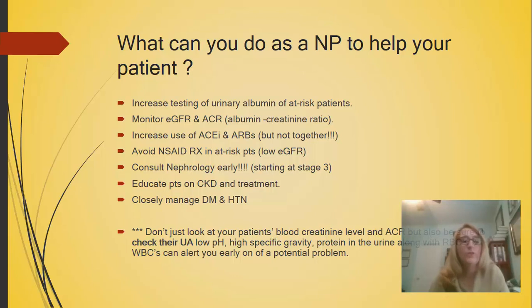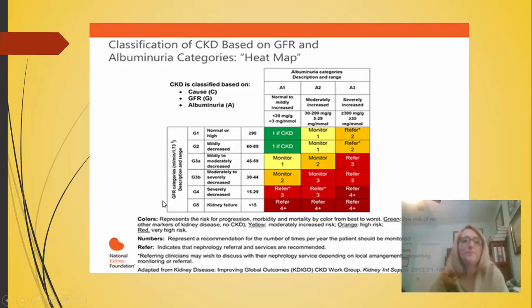Because when you just do a UA, you may get a low pH, high specific gravity, protein in the urine, along with RBCs and WBCs. These could alert you to potential problems early. So, think about that. Let's be as proactive as we can be to help our patients.